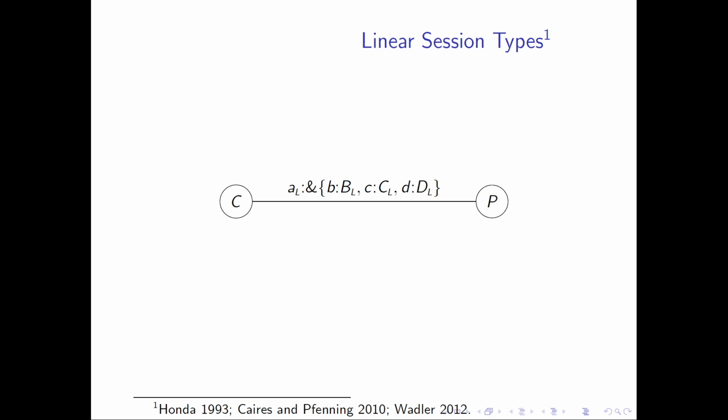For example, this is a ternary external choice where the client must pick and send one of three labels, B, C, or D. The provider would then receive one of those labels, and the two would continue according to the type associated with the label. So, for example, if the client sends the label D, then the two would continue as DL.